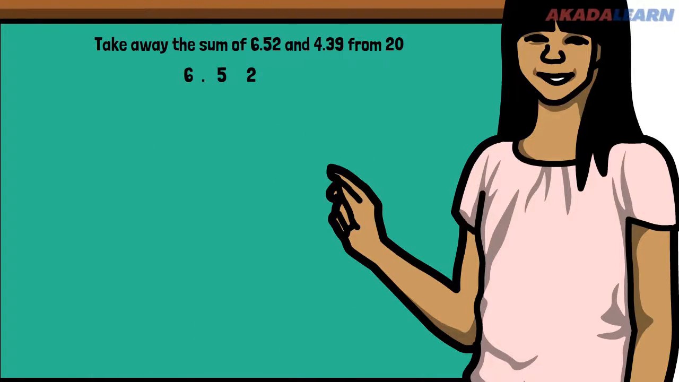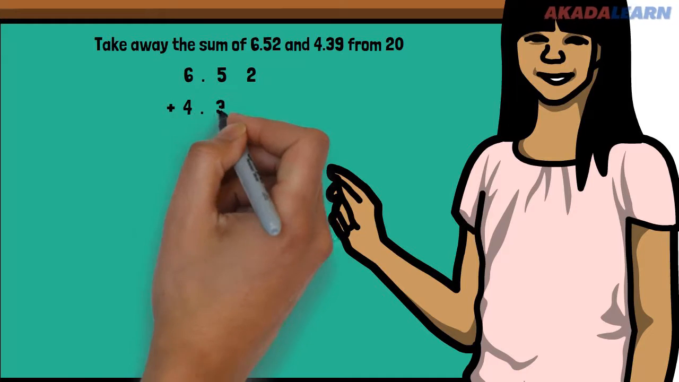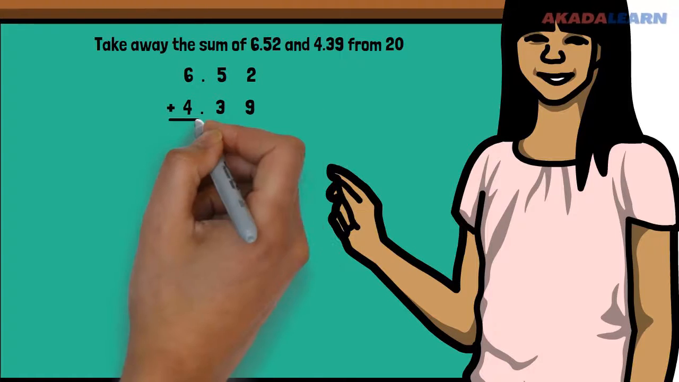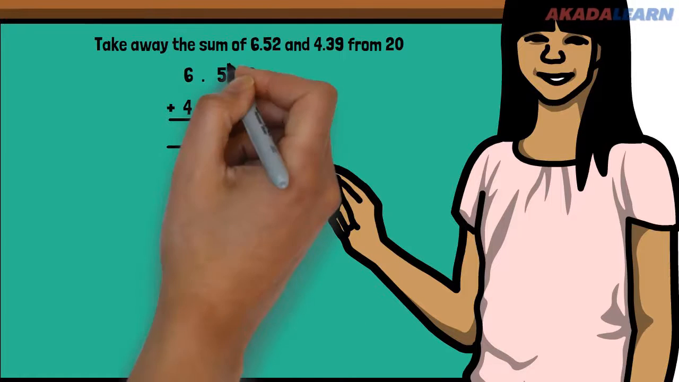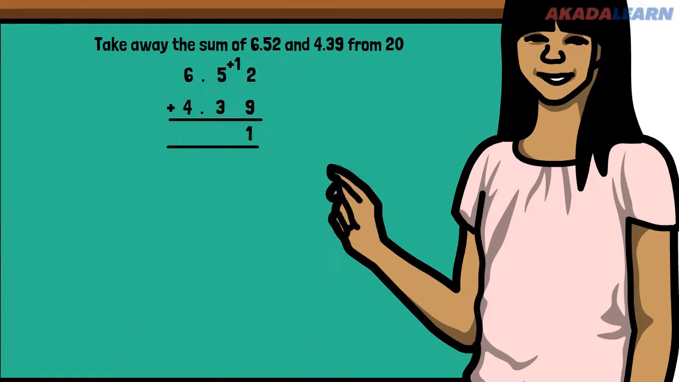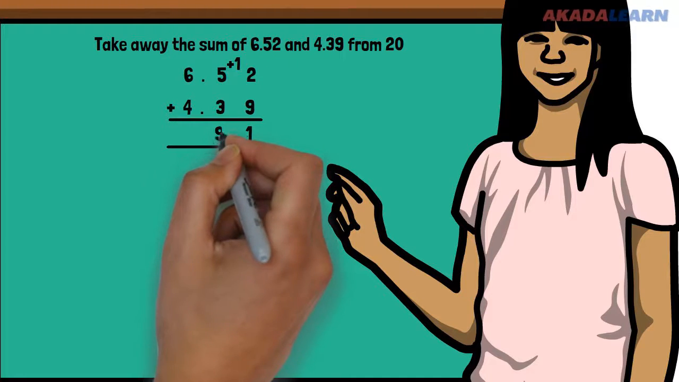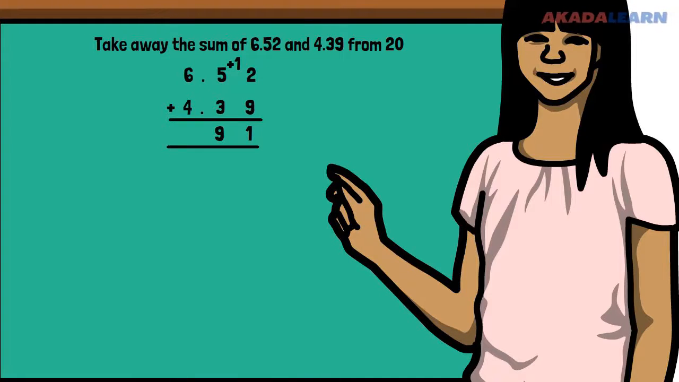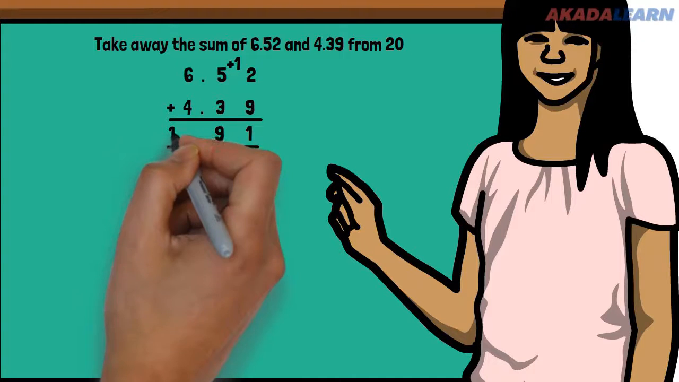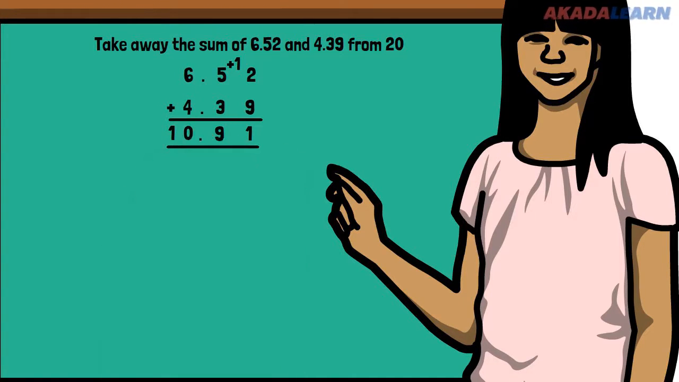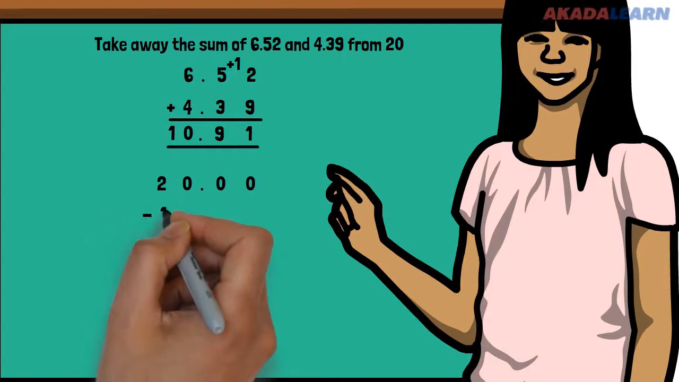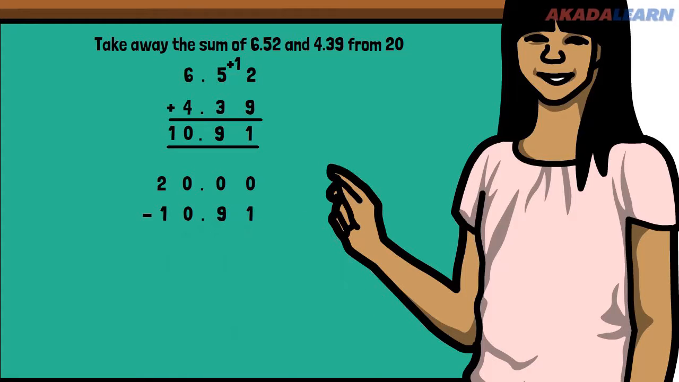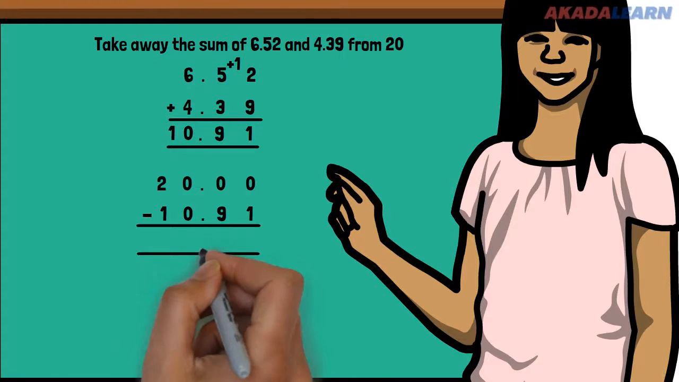So 6.52 plus 4.39. Let's draw a line. So 9 plus 2, 11, carry 1, so that's plus 1. So 5 plus 1 plus 3, that is 9. Put a decimal point. And then 6 plus 4, that is 10. So now you have to subtract that from 20. So 20.00 minus 10.91.